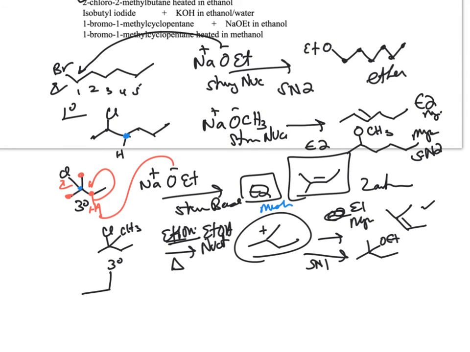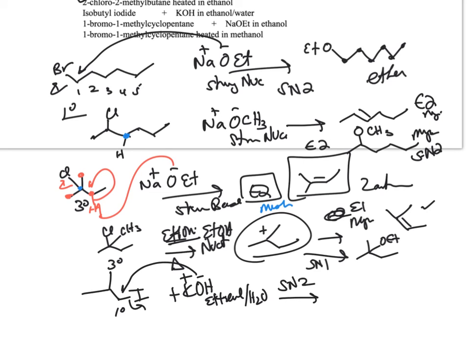Isobutyl iodide plus KOH, ethanol and water. So this is a strong base. You have a primary alkyl halide. So I would do an SN2. OH.